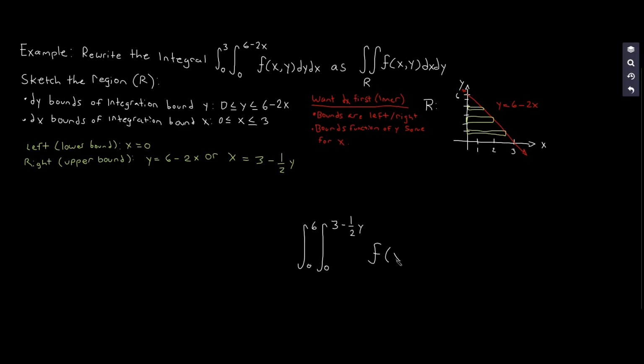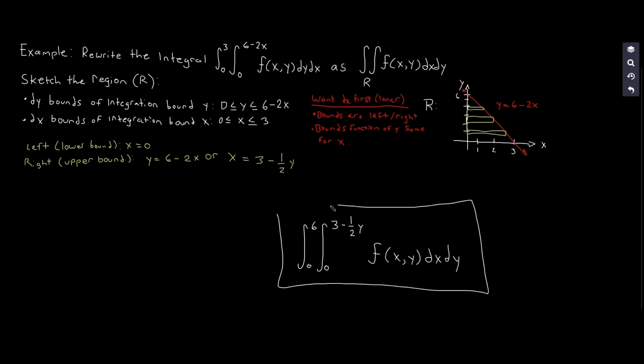Inside of our integral, we'll just put our arbitrary function there. And then with the dx dy business as well, we've effectively changed it, so it is dx dy now. And so this would be our answer. That is the integral from 0 to 6 times the integral from 0 to 3 minus 1/2 times y for our arbitrary function f of x and y, integration with respect to x, integration with respect to y. And so that would be the answer for that.